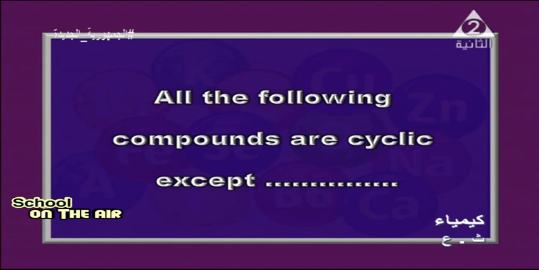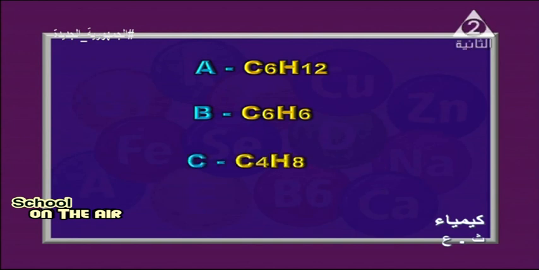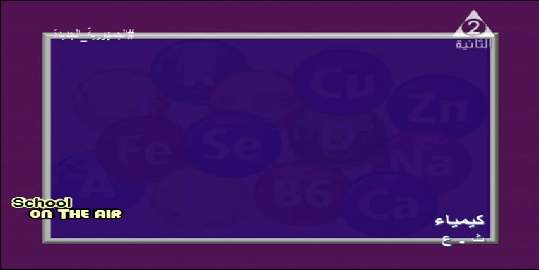The following compounds are cyclic, except. All of them cyclic? Yes, but except one is not cyclic. Let's see. A, C6H12, cyclic, or C6H6, benzene, cyclic, or C4H8, cyclic, or C5H12. Which one is suitable to be cyclic? Directly we say C5H12 is not cyclic. Why? It is not completed for its ring. C6H12, C6H6, C4H8, right, except C5H12.